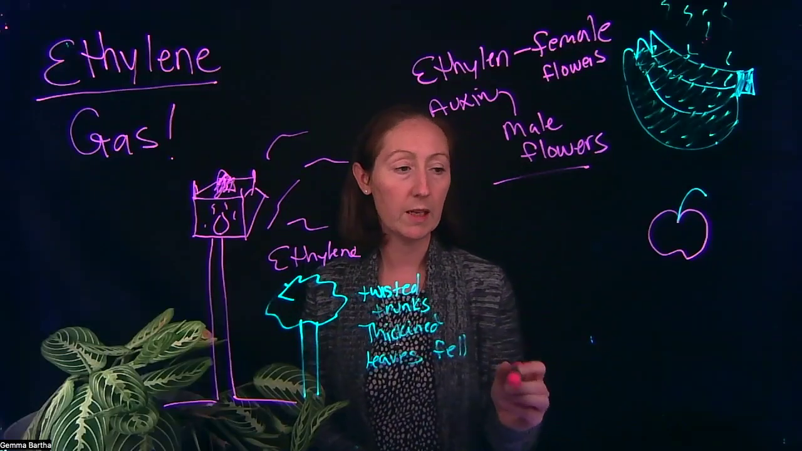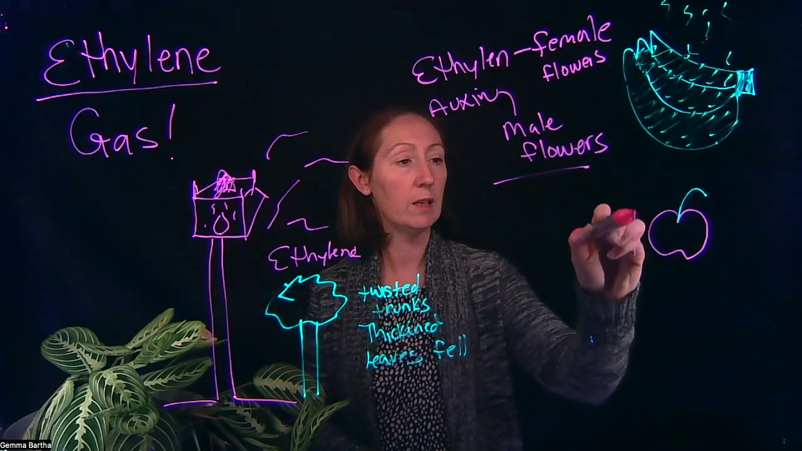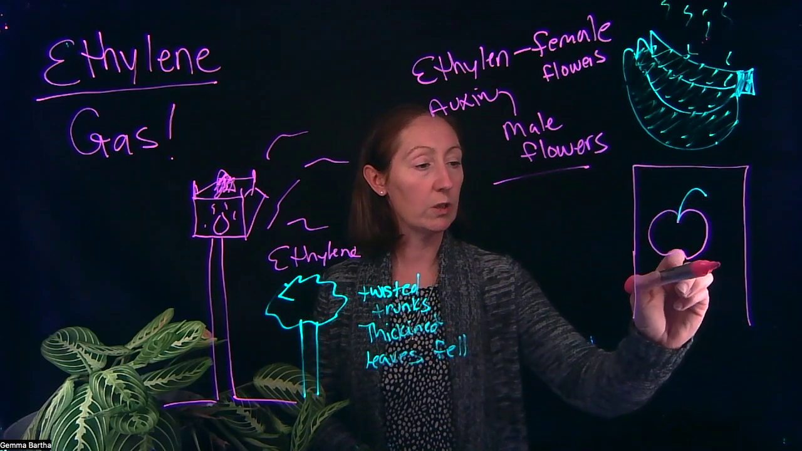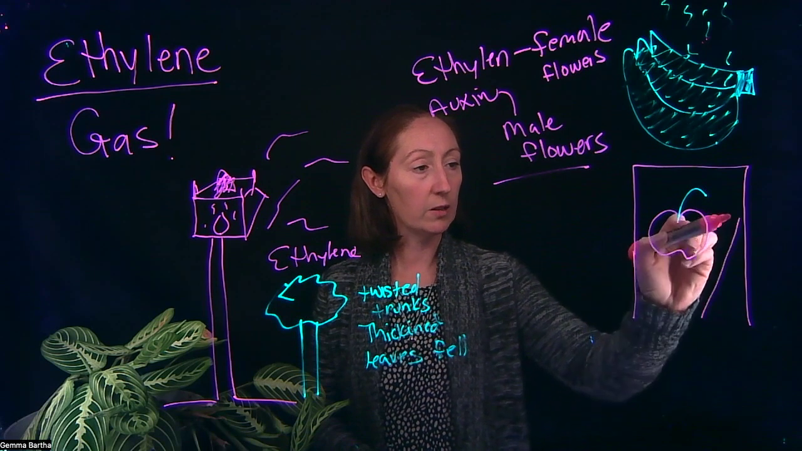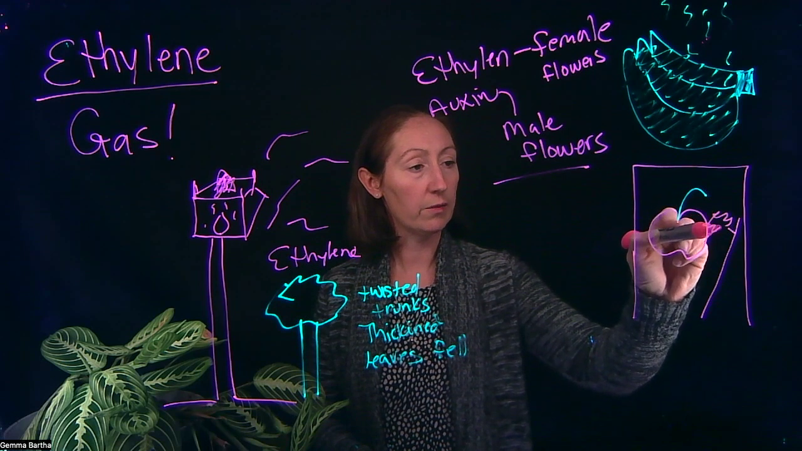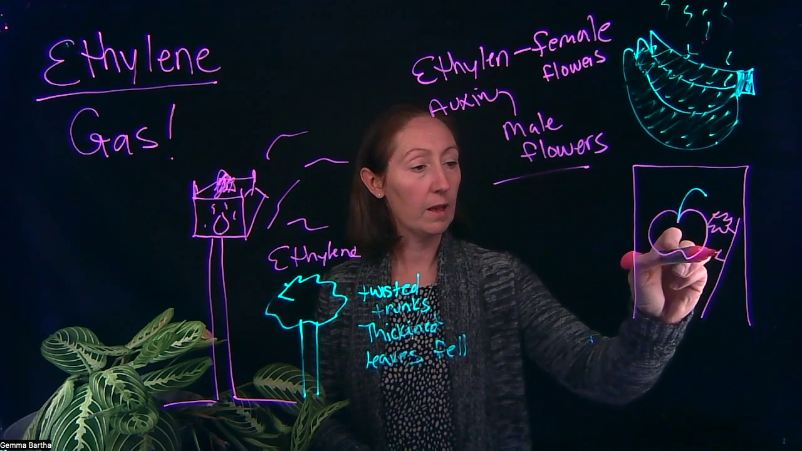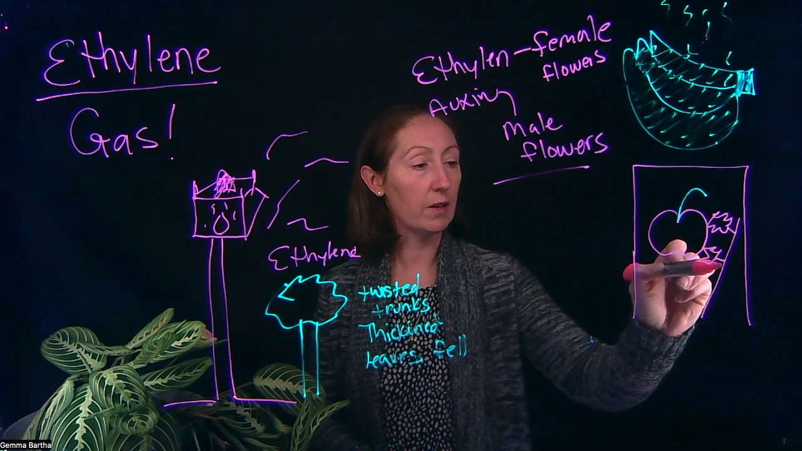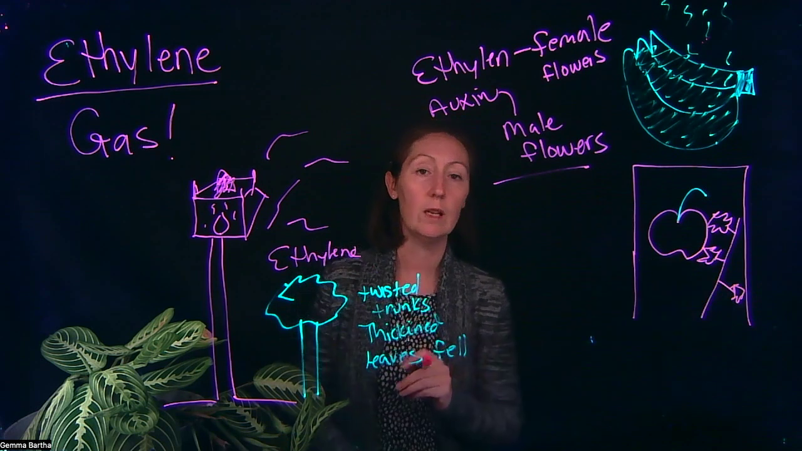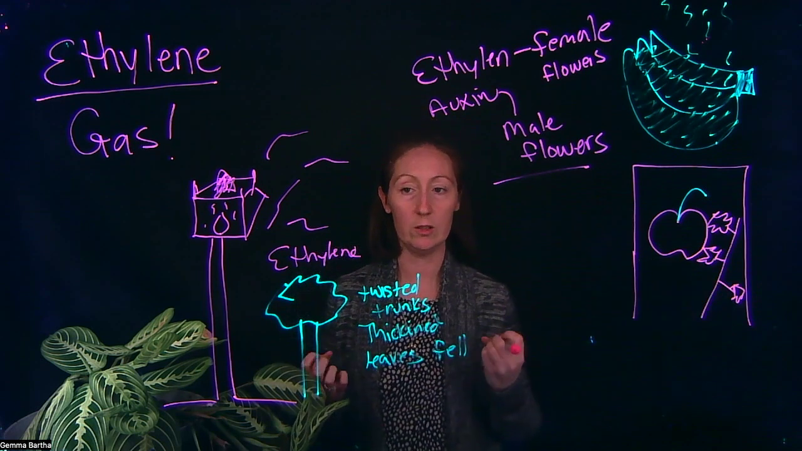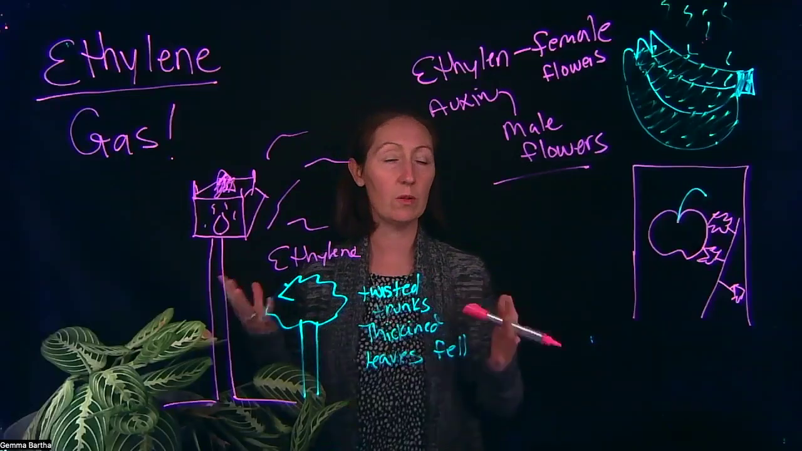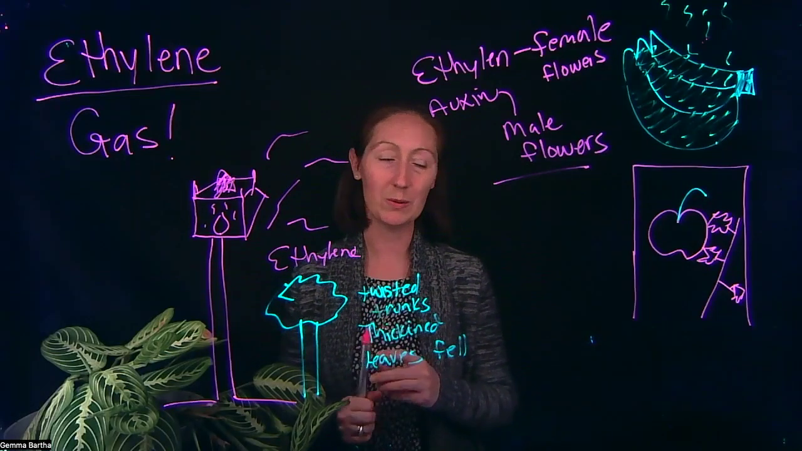Now, the really cool thing is that if you were to put this apple under a glass dome and you were to put a twig, and let's say we had a leaf, the gas that's given off by the apple will actually signal the branch to say, hey, we need to drop our leaves. And that is it. So those are the 5 different hormones.